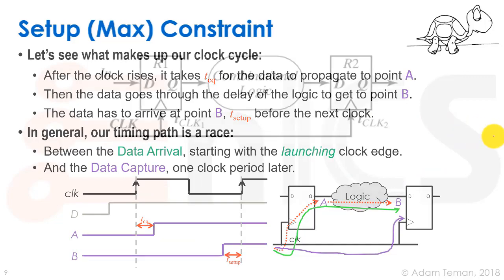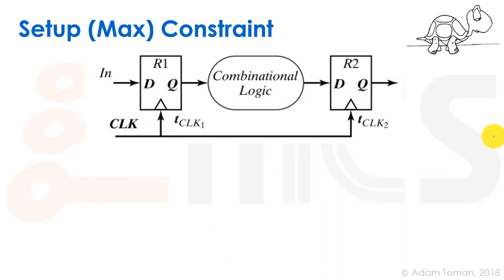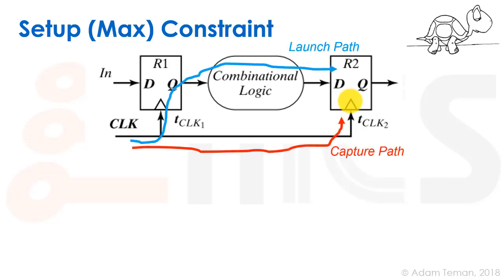Okay, so let's see that in a more simplified graphic. So we have this type of a register to register path with some sort of combinational logic inside, and the point where the clock reaches the first flip-flop to the point where the clock reaches the second flip-flop, and we want our launch path to be shorter than our capture path. And how do we show that?